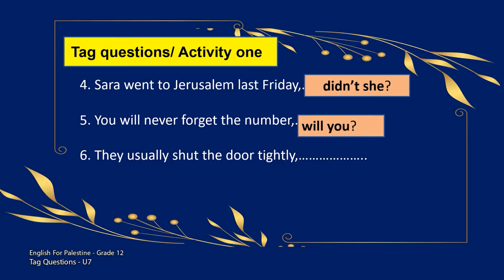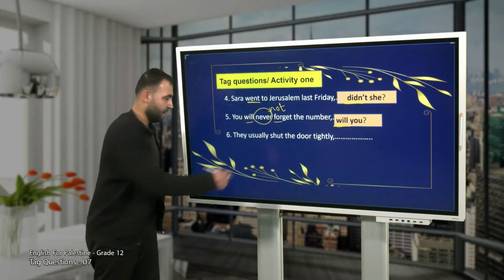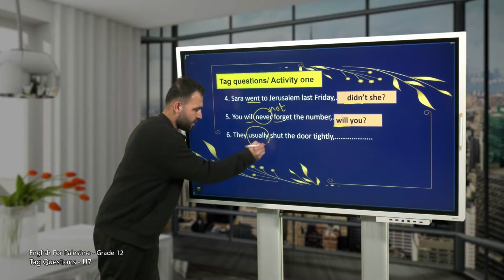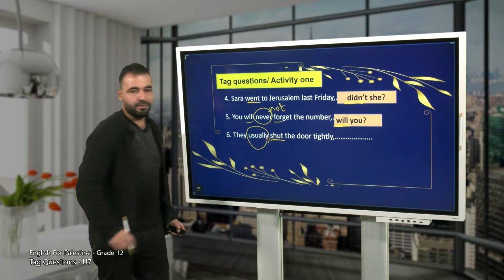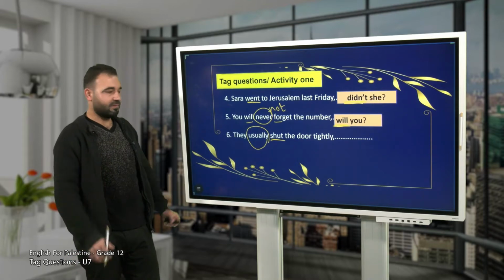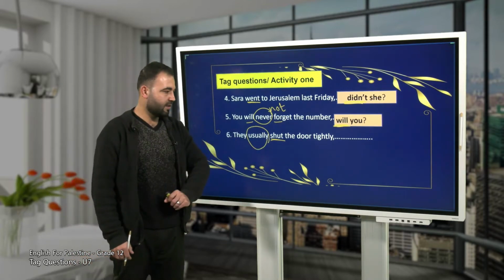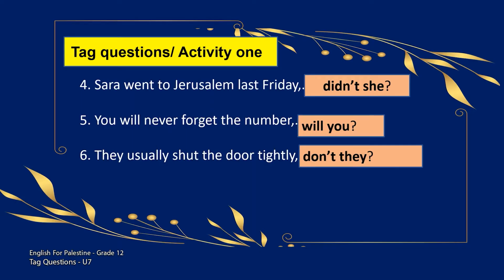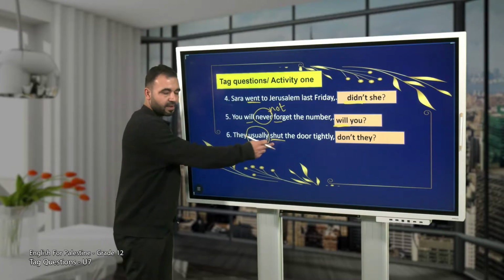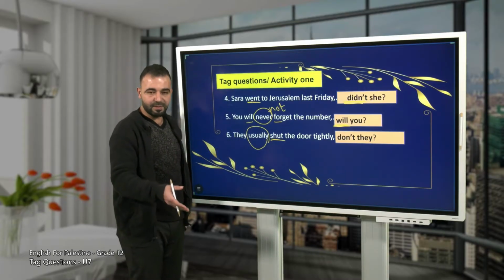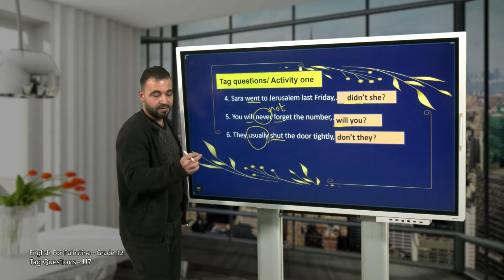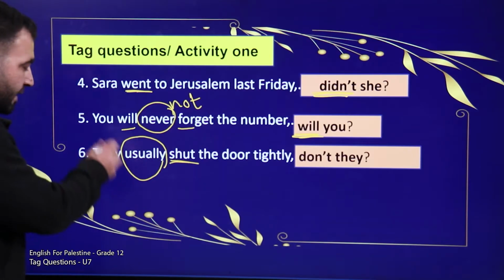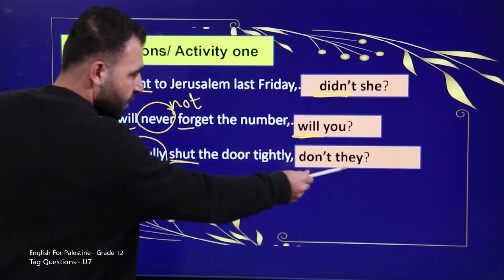Sentence number 6. They usually shut the door tightly. They usually shut. We have here the adverb of frequency, usually, and the main verb is shut. So let's see the correct answer. It's don't they. Why? Shut is in the present simple tense. The evidence here is this word, usually. Okay? And the subject is they, so don't they.